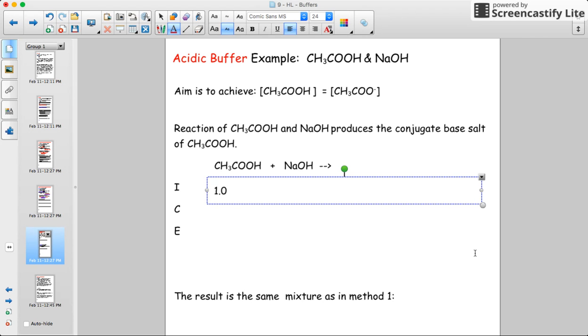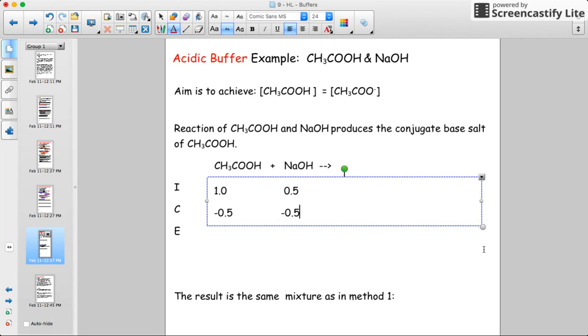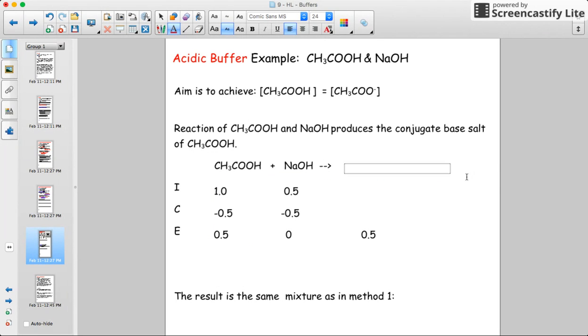So if you start off with 1 mole of the weak acid and you add half as much of the strong base, then the change is that this one's going to lose half a mole, and this one's going to lose half a mole as they react, because they'll react completely. And when you're done, you'll be left with 0.5 of the weak acid still remaining. You'll have 0 of the base left over, but you'll have also made 0.5 moles of the conjugate on the other side. So the conjugate would be this thing.